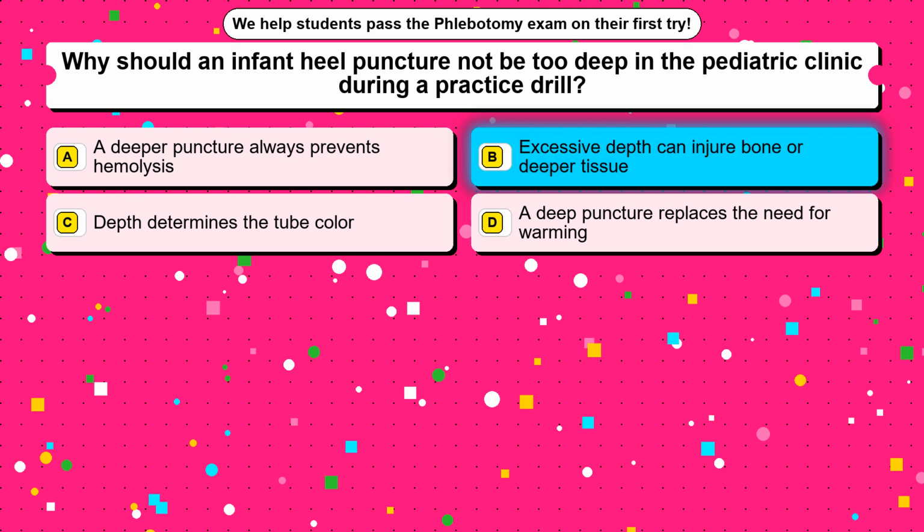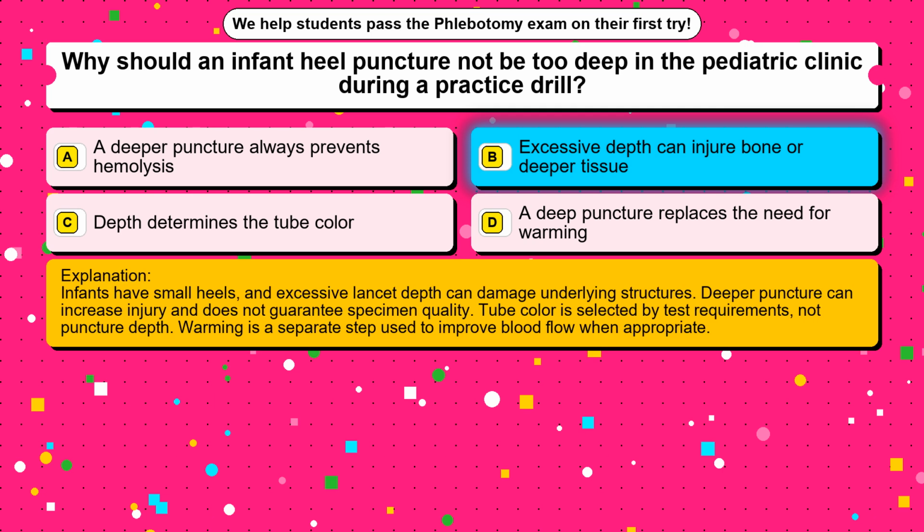The correct answer is option B. Excessive depth can injure bone or deeper tissue. Infants have small heels, and excessive lancet depth can damage underlying structures. Deeper puncture can increase injury and does not guarantee specimen quality. Tube color is selected by test requirements, not puncture depth. Warming is a separate step used to improve blood flow when appropriate.